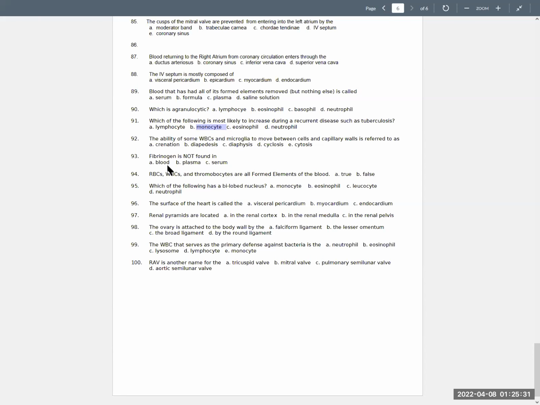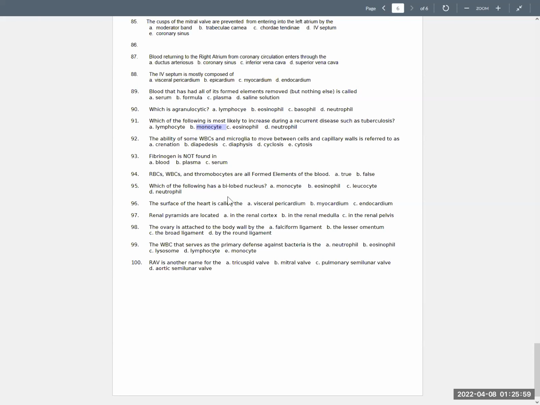Fibrinogen is not found in serum. Serum is the answer. It is in blood, it is in plasma, but it is not in serum. 94, red and white blood cells and thrombocytes are all formed elements. That's true. Okay.